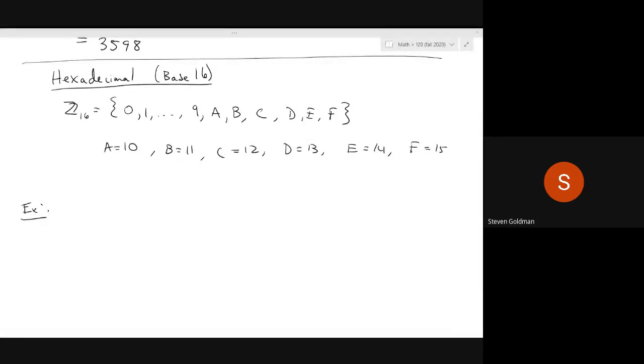Why is it lettered, not numbered? I could really give you two reasons. I'll give you one. So that we have a single symbol to represent each digit.